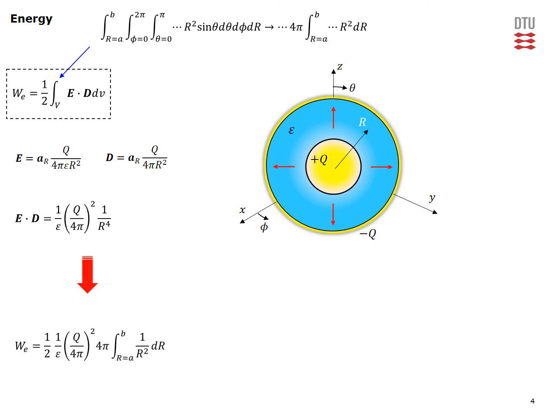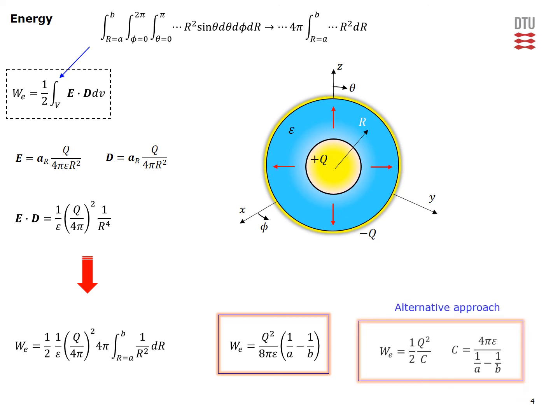When we plug our integrand in our integral expression, we arrive at the result that you can see down here, and this is easily evaluated to give us the following expression for the stored electrostatic energy in our spherical capacitor. So this is the result that we wanted to derive for the energy stored in our spherical capacitor.